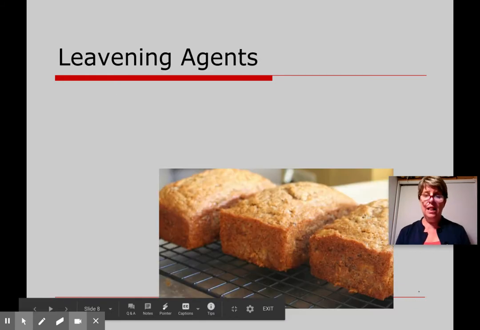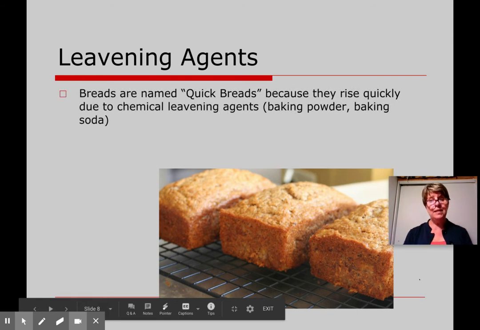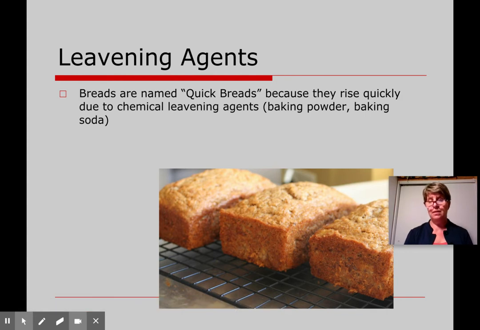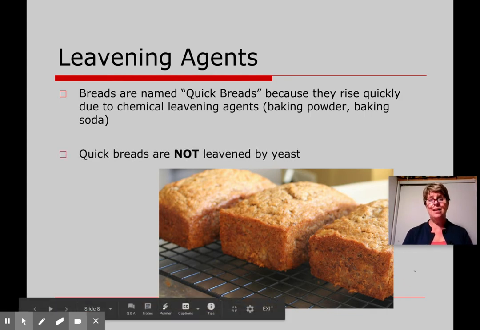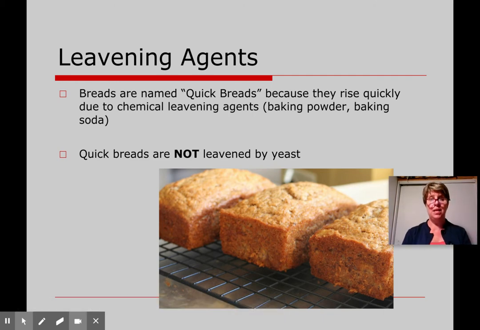So, leavening agents. Recap. Breads are named quick breads because they rise quickly due to chemical leavening agents, baking powder and baking soda. Quick breads are not, I repeat, not leavened by yeast.